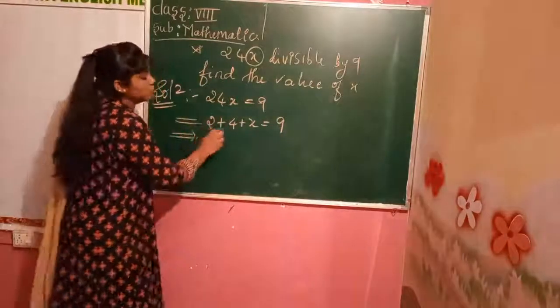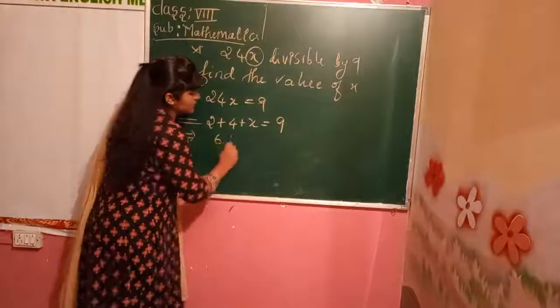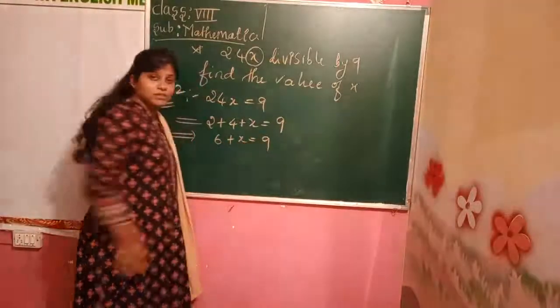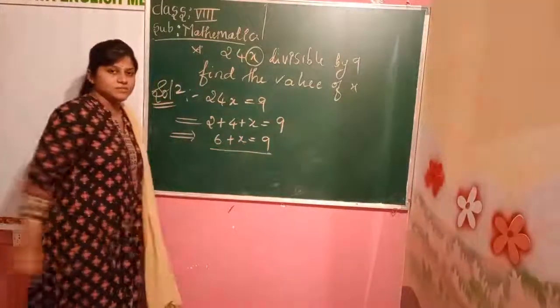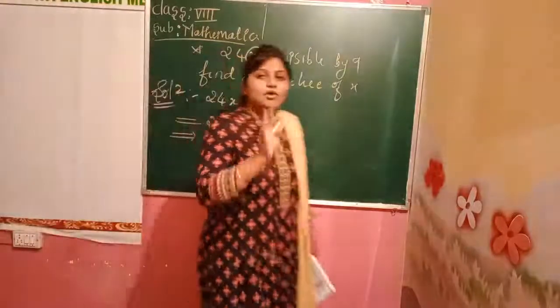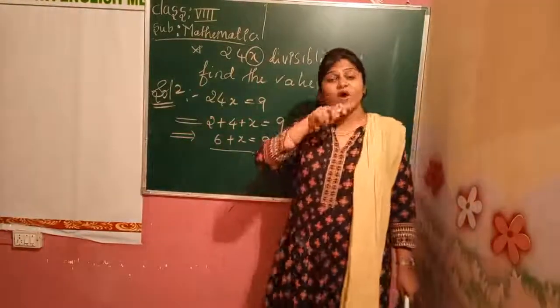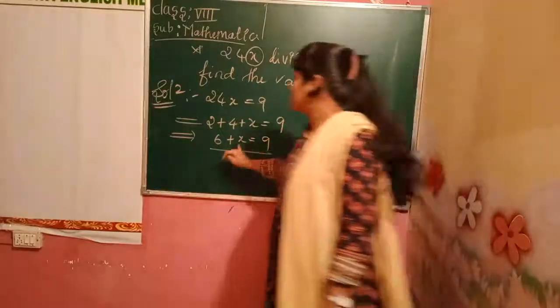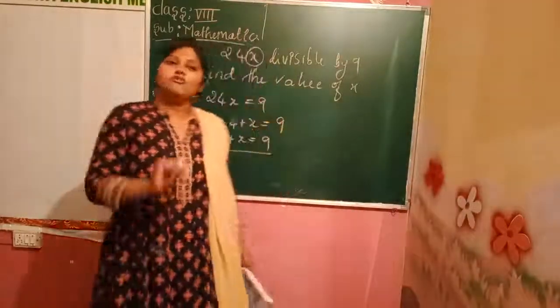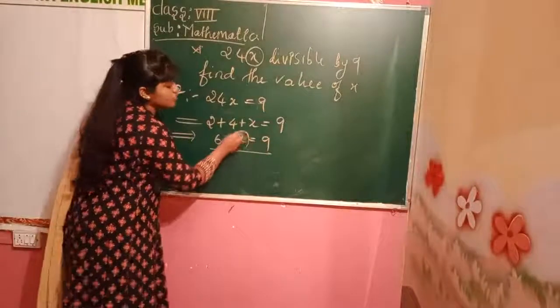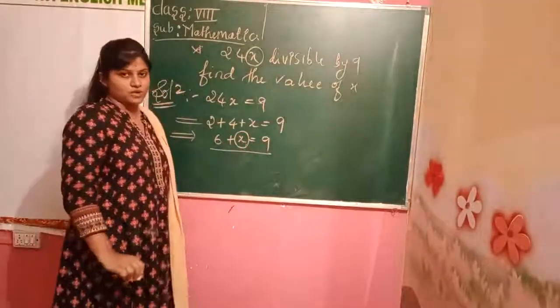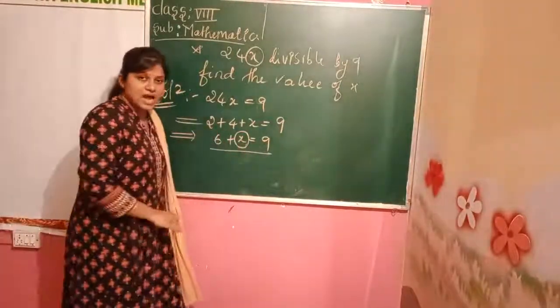We will start adding. 2 plus 4 will be 6, plus x is equal to 9. Now we got one equation. But they did not ask us to find the equation. They told us to find the value of x. So what do we have to do? We have to take x out.